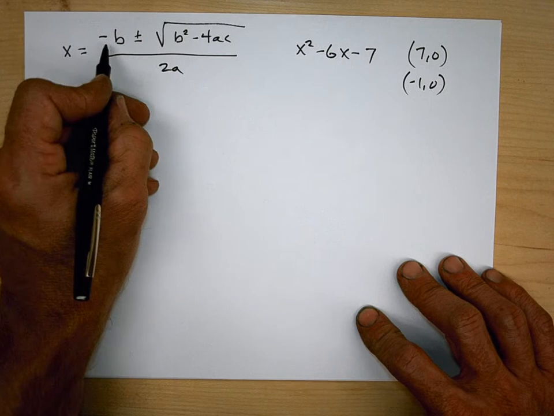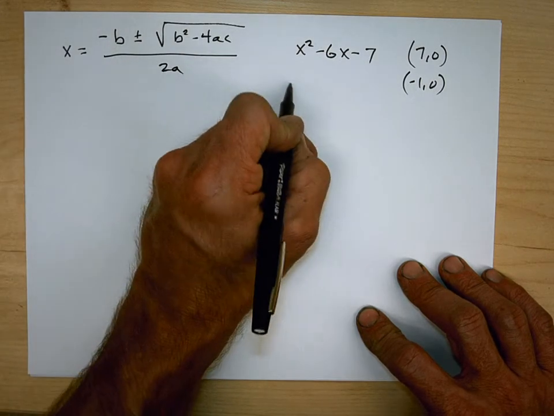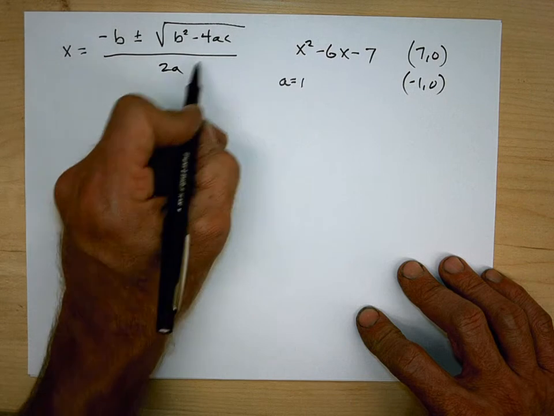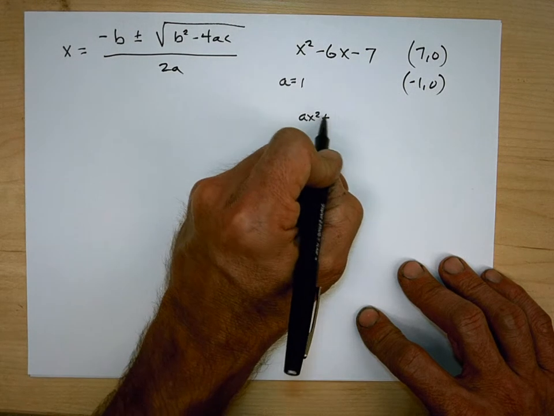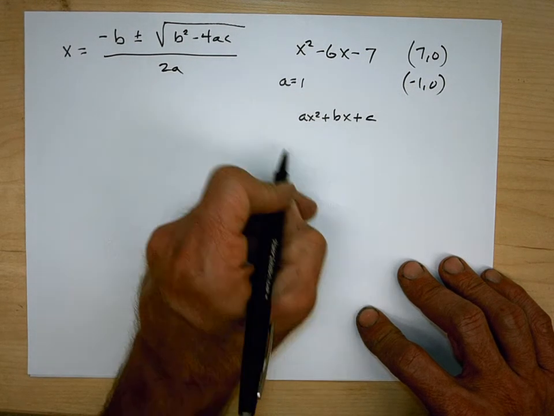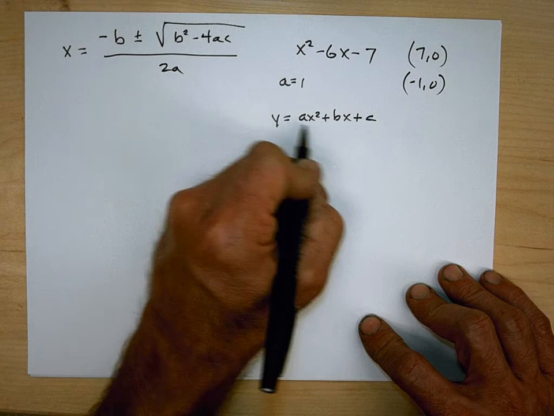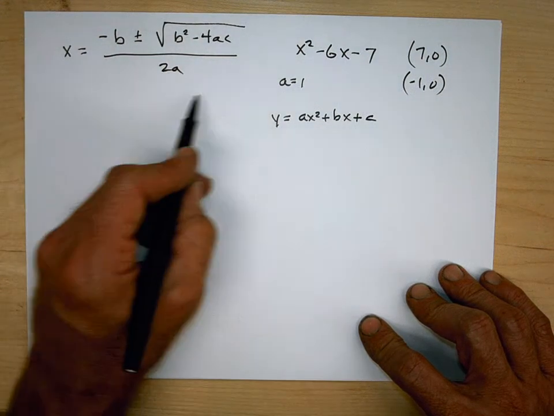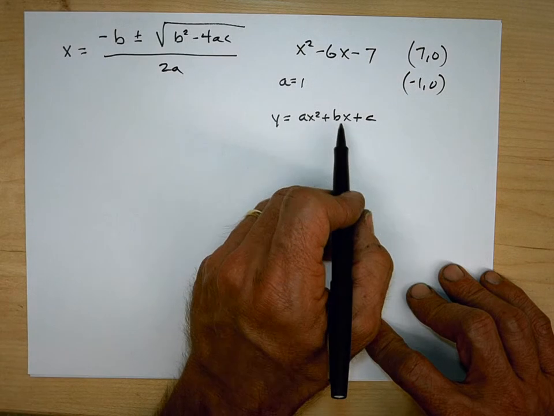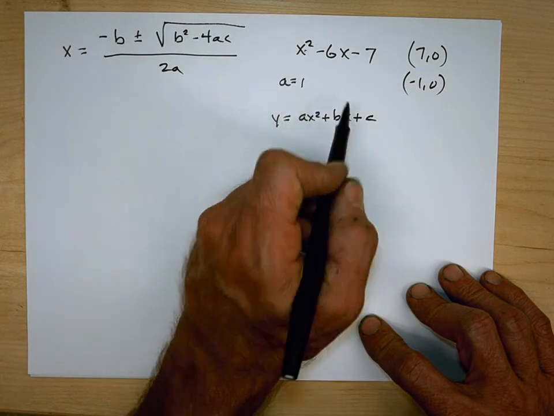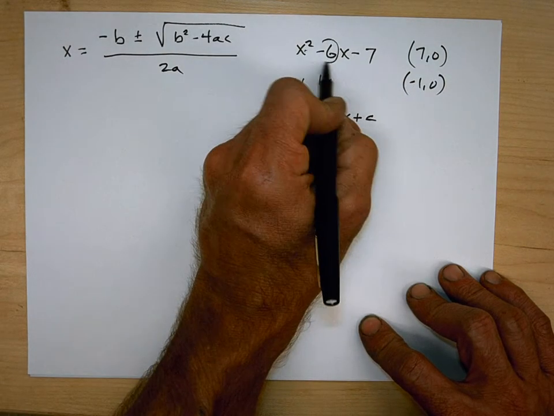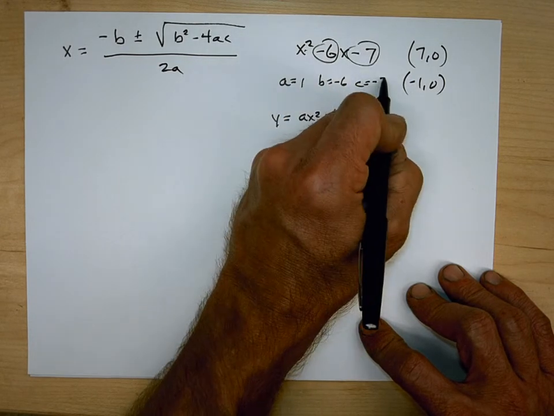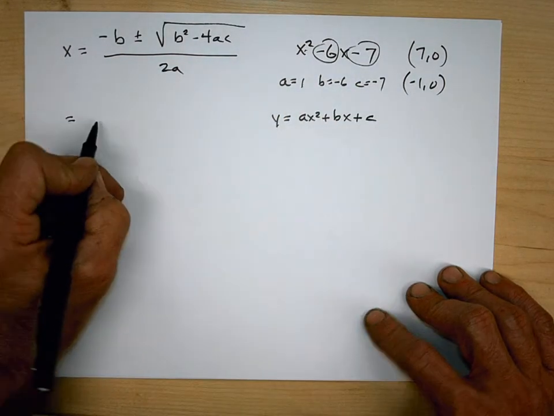So notice that a, we already said a equals 1. That's the coefficient, right? So this is true for ax squared plus bx plus c. Any quadratic of that form, we can put in the coefficients in order to find the x-intercepts, all right? So in this case, a equals 1, b equals -6, and c equals -7.